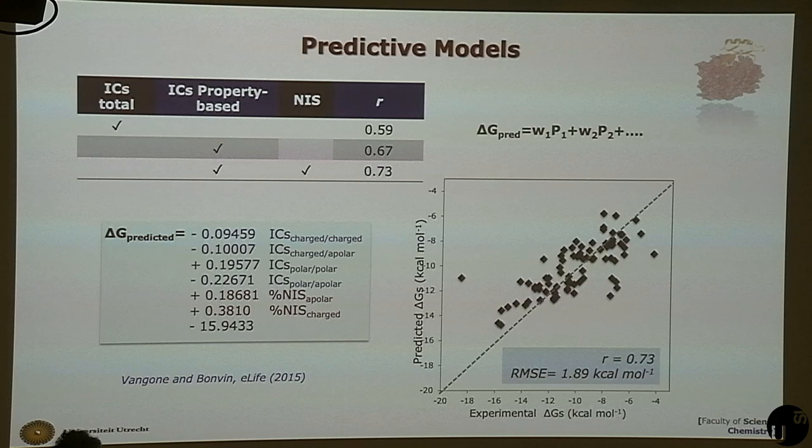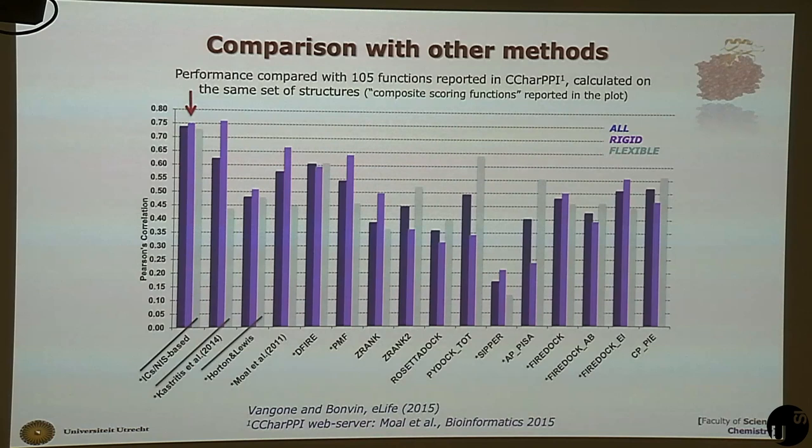And if you compare this model with all the other functions that were available at the time out there, you see here DeFire, Rosetta is there, PyDock, so different models. So this is this contact-based non-interacting surface model. We're getting correlations around 0.73. And the good thing about the model is that it's also very robust for the flexible complexes, while all the other models have a hard time predicting the flexible complexes where there are conformational changes. This model seems to capture that quite well.